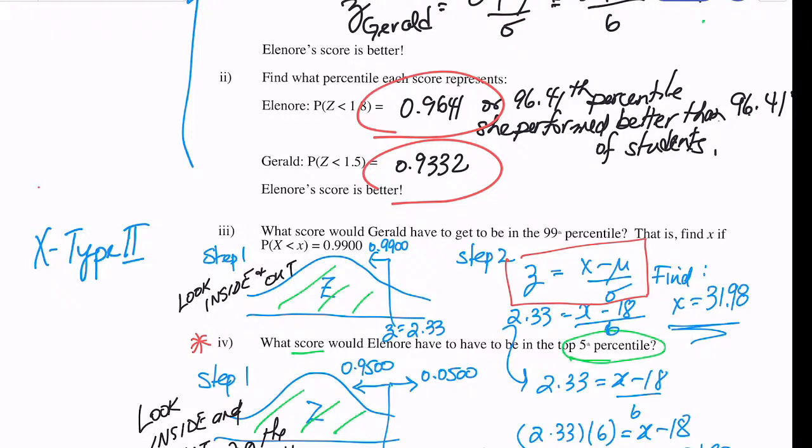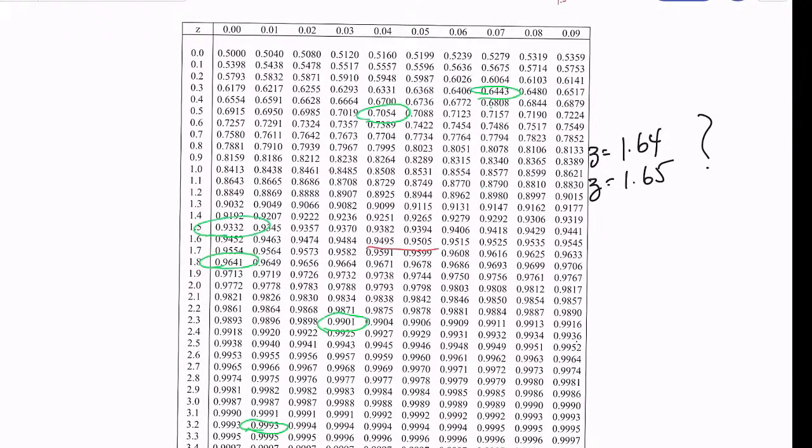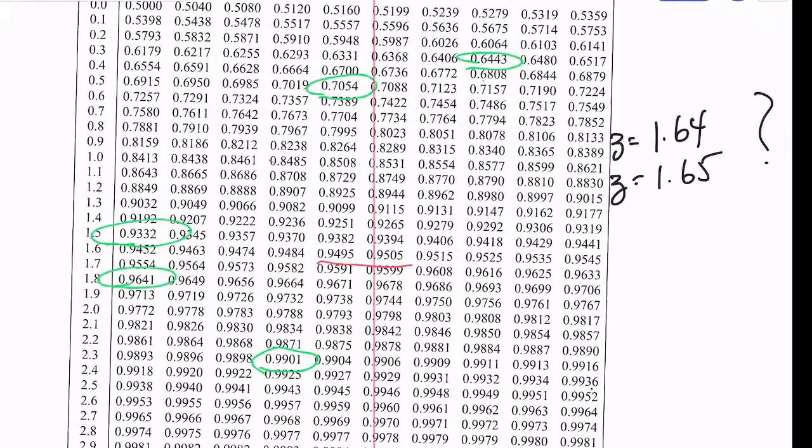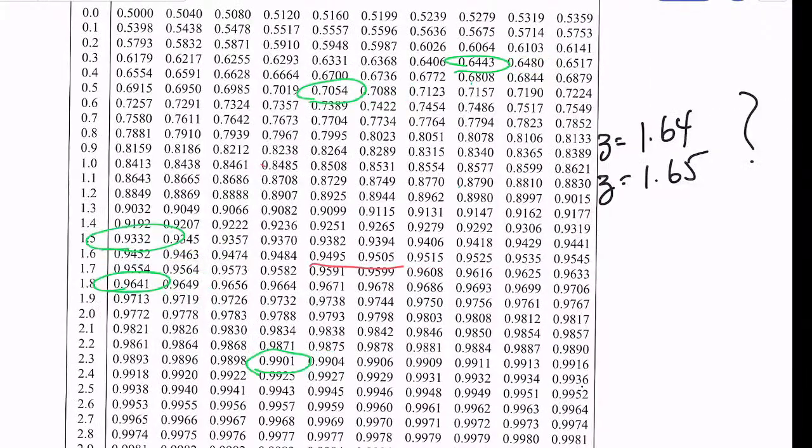So we go to the table, we look inside this table, and we find 0.9495, which is just below 0.95 or 95%. And we find this one that's 0.9505, that's just above. So which one should we choose? This one corresponds to 1.64, and this 95% corresponds to 1.65.